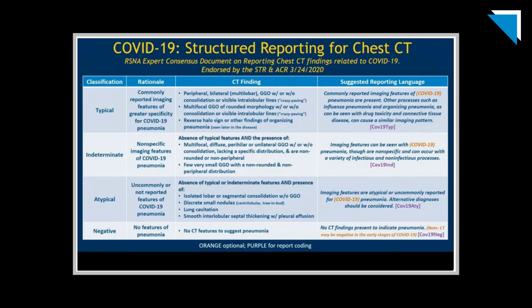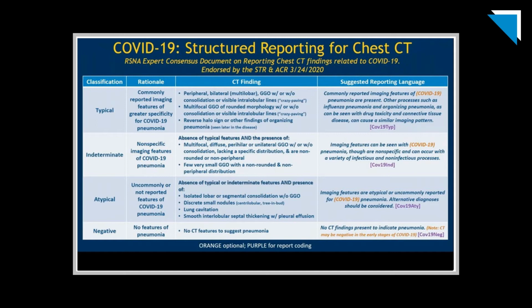Here are the current reporting guidelines for chest CT and COVID-19 pneumonia. I think this is an important slide to keep handy, especially if you're seeing as many cases as I am these days. The first thing to notice here is the typical imaging appearance of COVID-19 pneumonia.